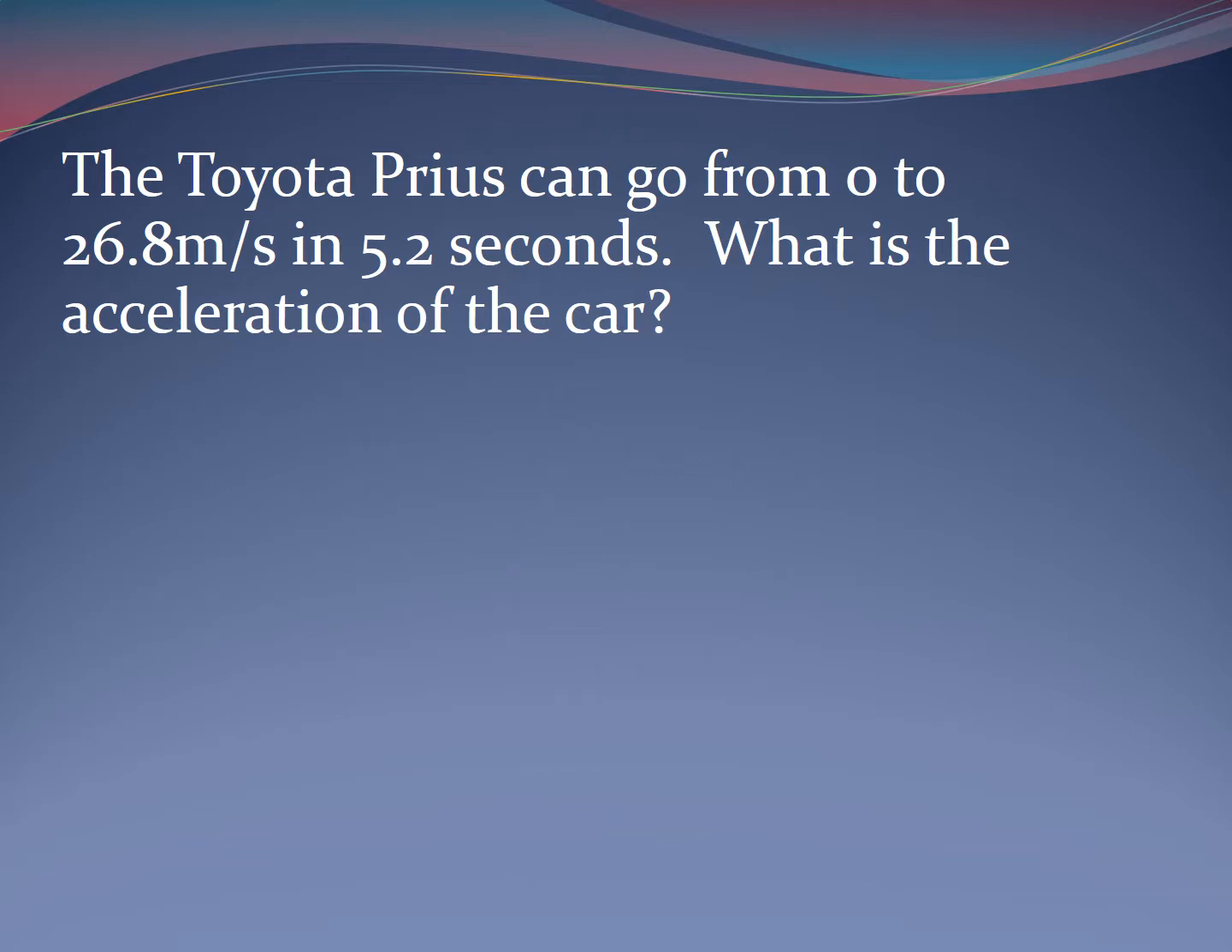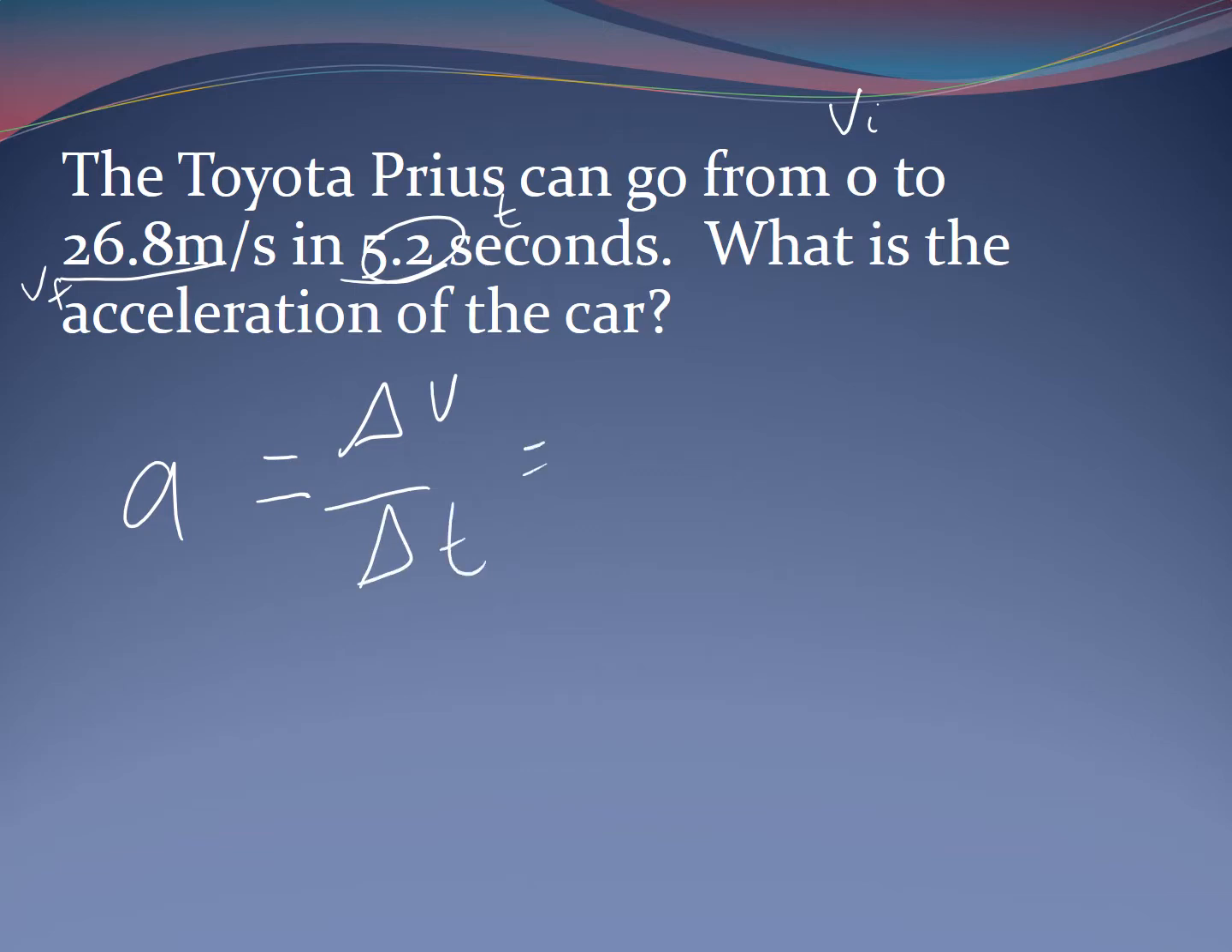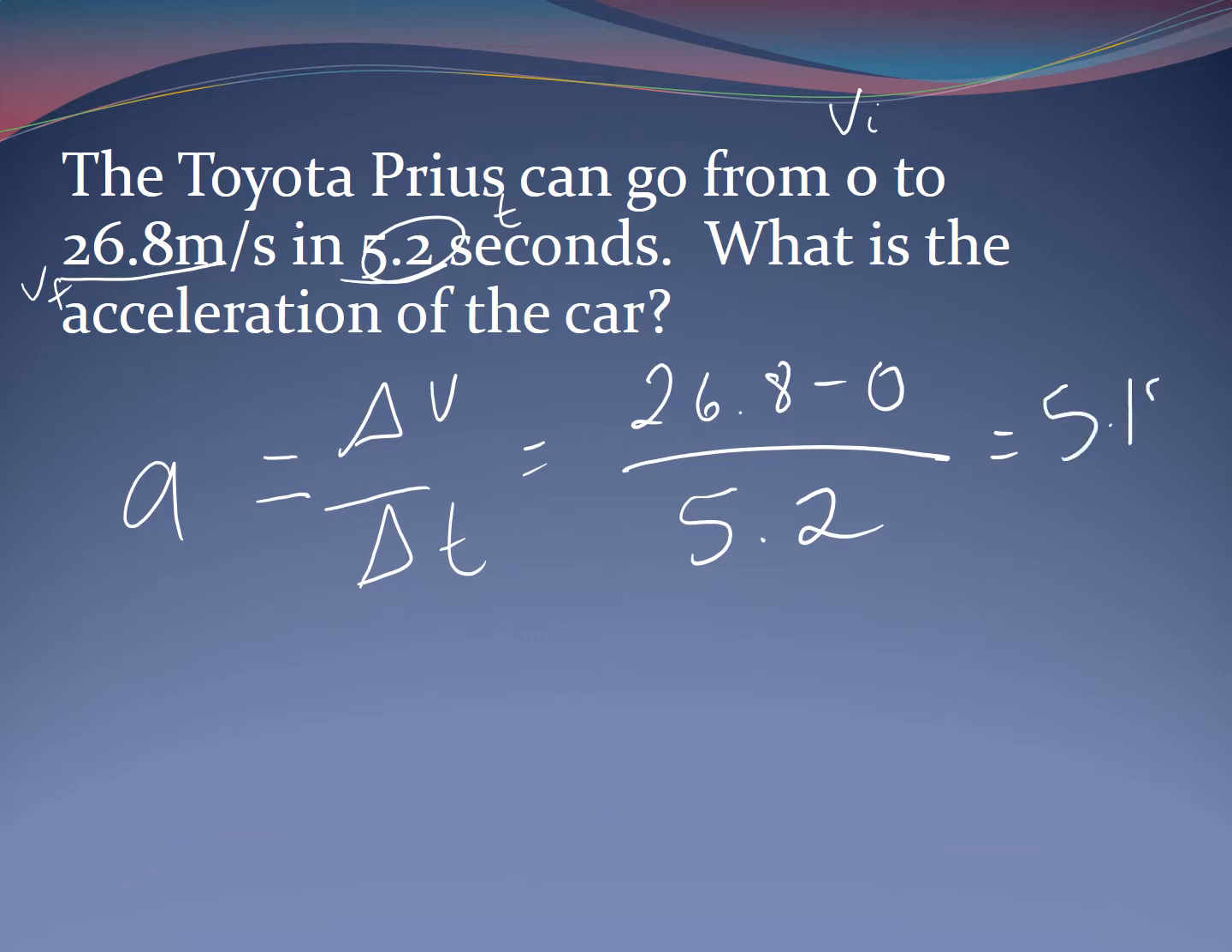First of all, it goes from 0, so this is initial velocity, to 26.8. That's my final velocity, in 5.2 seconds, that's my time. So acceleration is a change in velocity over change in time. So my final minus initial, divided by final minus initial time, but we only have one time, so it's 5.2. So when we do 26.8 divided by 5.2, we get 5.15 meters per second squared.